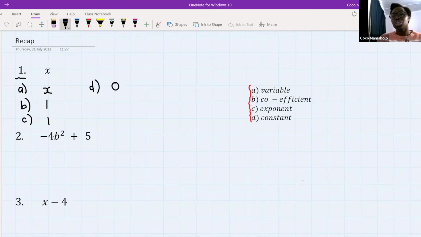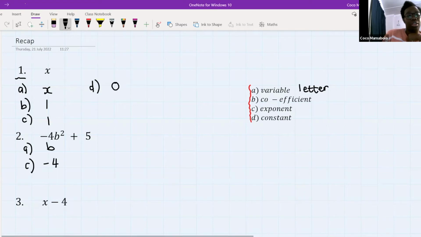Very well done, Ulungile. Do you want to stay with me and do number 2 for me? You want to show them how it's done because I know you know how to do it. Okay, let's go. Number A. What is my variable? Remember, my variable is my letter. So what is my variable in this? It's B. Excellent. Then what is the coefficient of my variable? That's the number in front of it. Minus 4. Excellent.